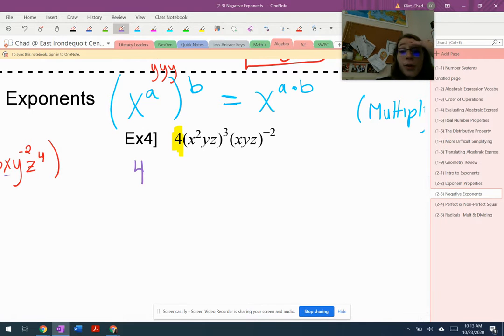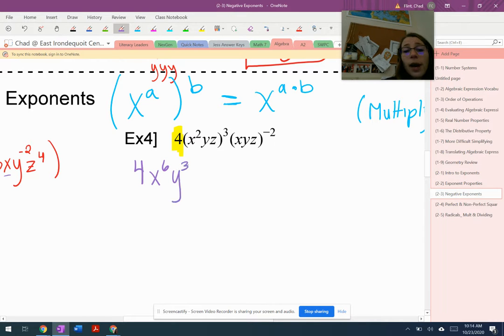Now, my second set of parentheses, and again, remember, you could expand this out. You could write 3 of those x squared times y times z and see what that looks like. Or you can use that little trick. So x squared raised to the third power would be x squared times x squared times x squared. 2 times 3 is 6. Y has an exponent of 1, so that's going to turn into y to the third.